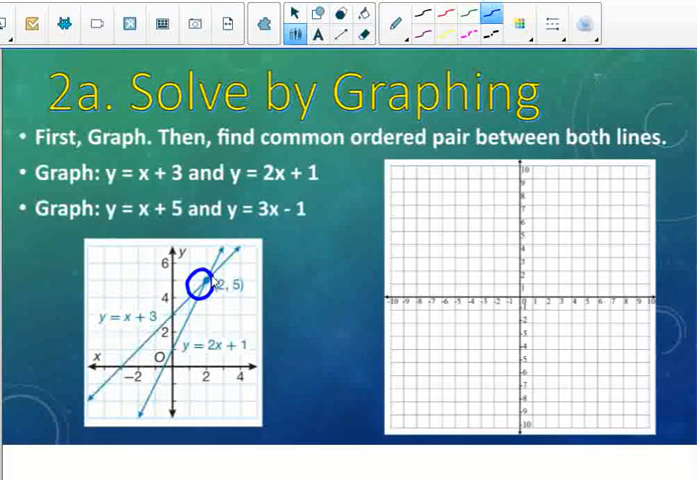So here, let's do the first one, graph y equals x plus 3 and y equals 2x plus 1. So y equals x plus 3. I do the y-intercept first. So a positive 3. My slope is a positive 1, so I can go up 1 over 1, up 1 over 1, or down 1 to the left 1. Now that I have many of my points, I can draw my line.